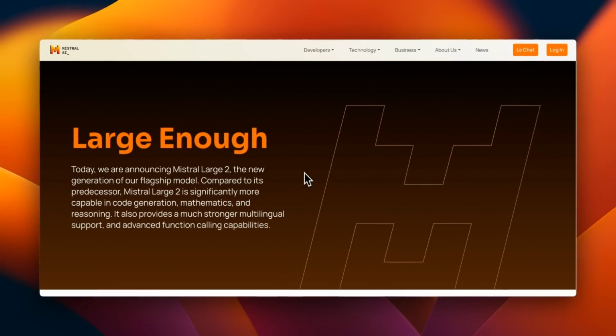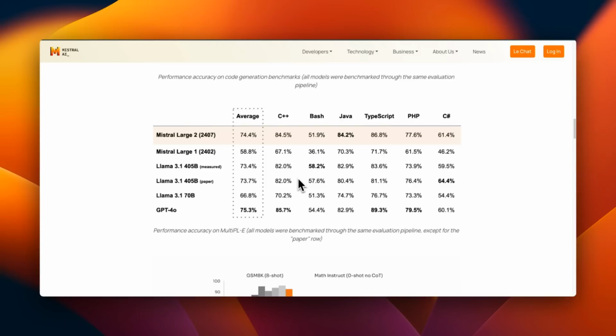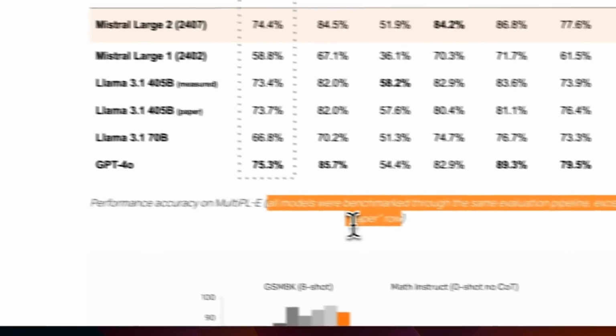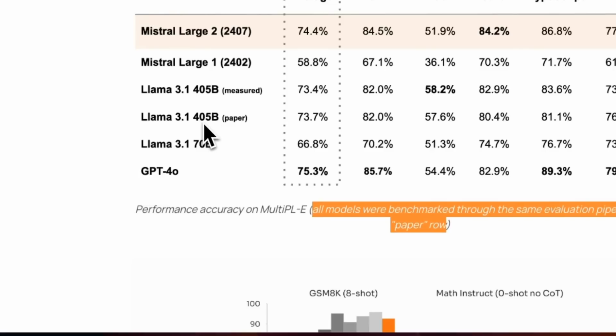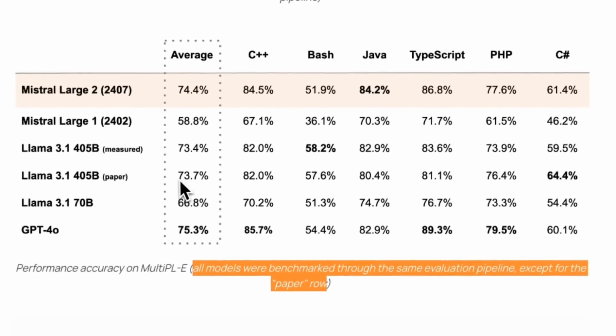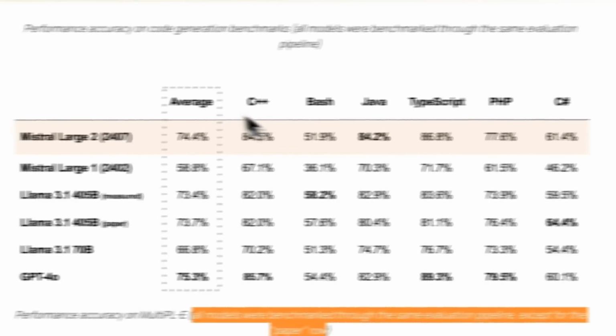Okay, next we're going to look at its function calling capabilities, and I'll show you how to integrate this in your own code. Before looking at the function calling capabilities, I want to highlight one very important thing when it comes to benchmarks and how these models are tested. So they added this small disclaimer. All models were benchmarked through the same evaluation pipeline except for the paper row. And they are talking about this 405B. So the 405B Llama 3.1 paper results are actually the results that were reported by the Llama team. But they also measured the performance on their own benchmark on the same datasets.